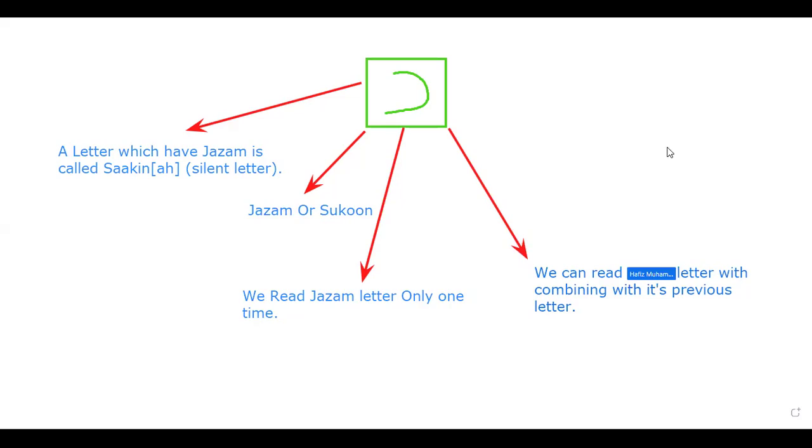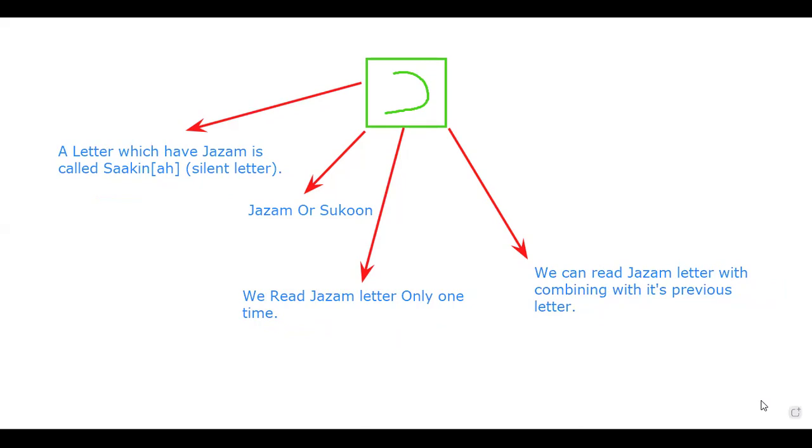Do you understand all these four lines? A dal sign is called Jazam. A letter which has Jazam is called Sakin. We can read Jazam letter with combining with its previous letter. We read Jazam letter only one time.